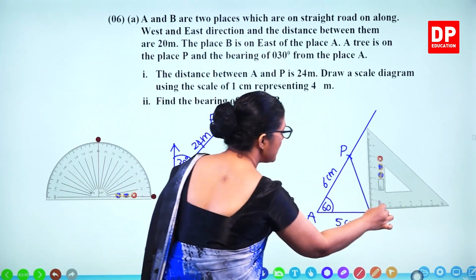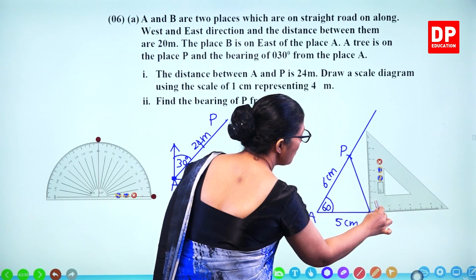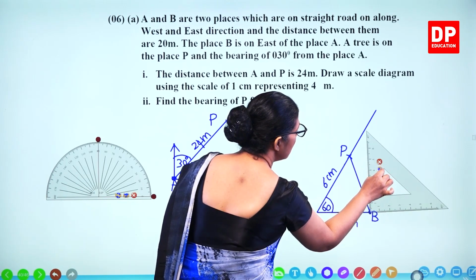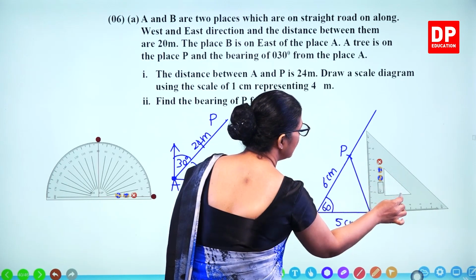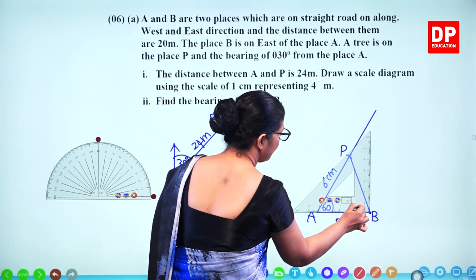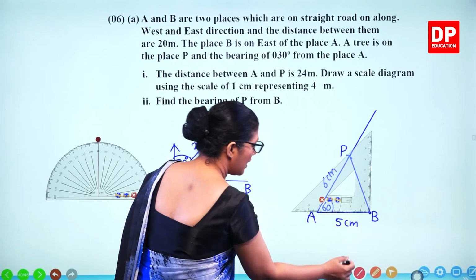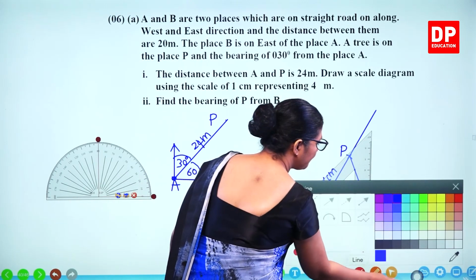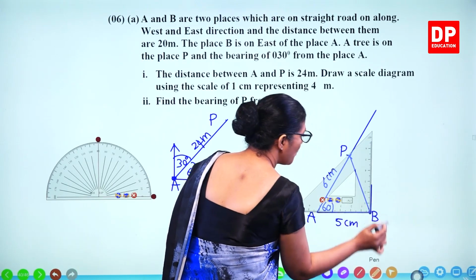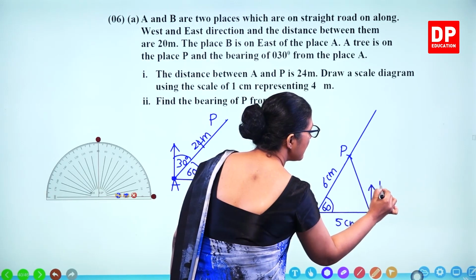So we'll keep it here and we need to mark. So we'll take it the other way around. It's easy. So this is the perpendicular line. We'll draw that first. So this is the north line. Now what do we need? So this is the north line.